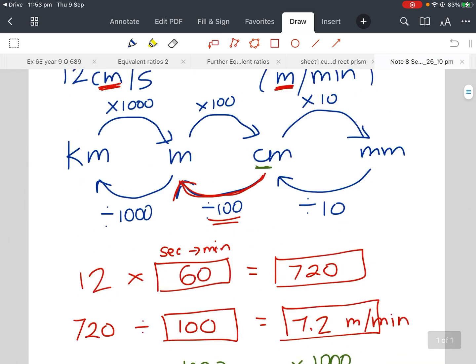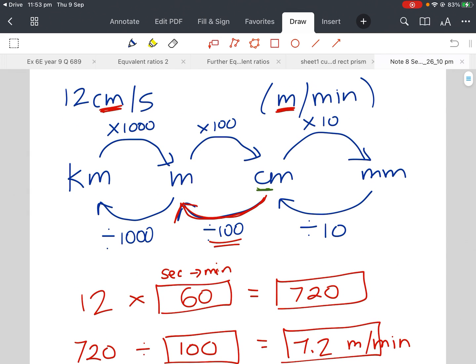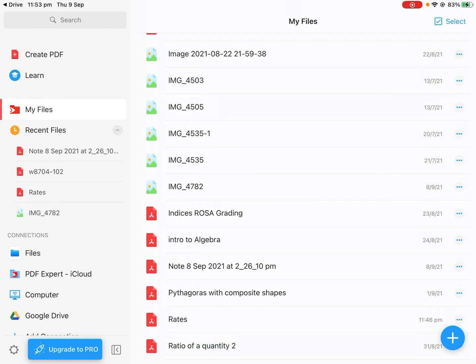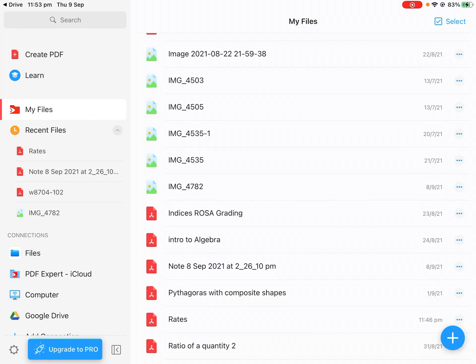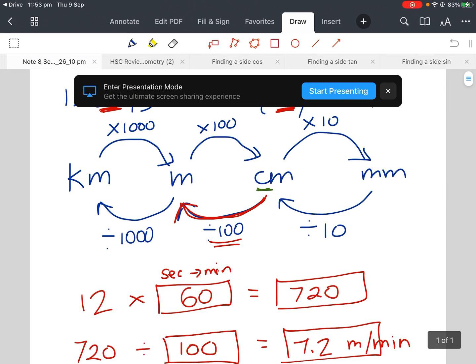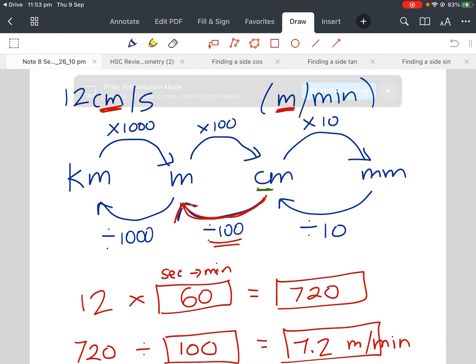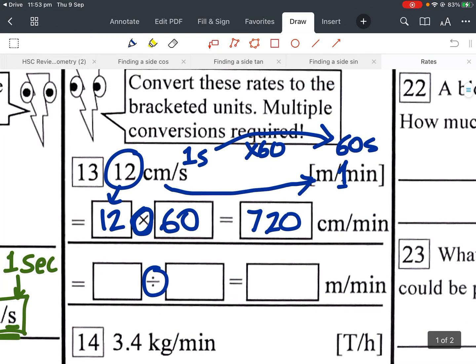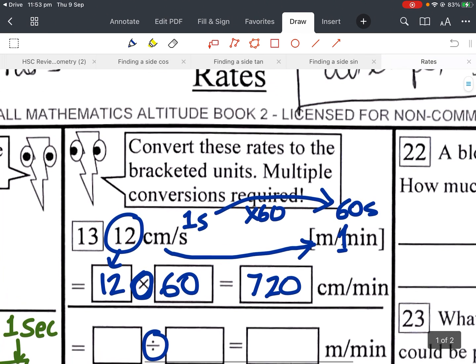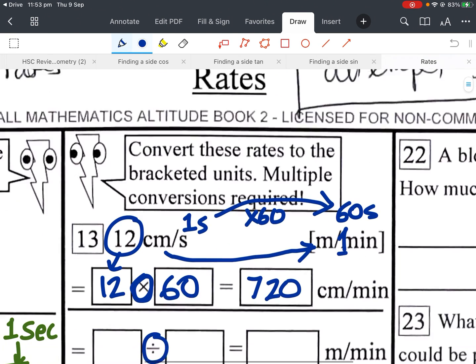So I need to use this jumpy thing. Metres to centimetres. It says times by 100. Am I going from centimetres to metres? I divide by 100. Let's have a look. Now I know where rates is. It was just below it. I'm going from centimetres to metres. So just to double check. Centimetres to metres, I divide by 100. Let's go back. That's really annoying. Centimetres to metres, I divide by 100.